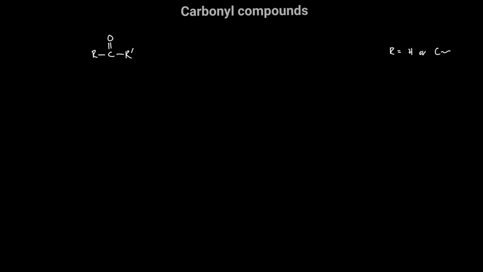Now the first thing to note is that in a carbonyl compound, we have the C double bond O. So we have a pi bond, we have a double bond here. That means that carbonyl compounds are unsaturated compounds, okay? So they're unsaturated compounds, therefore they undergo addition.